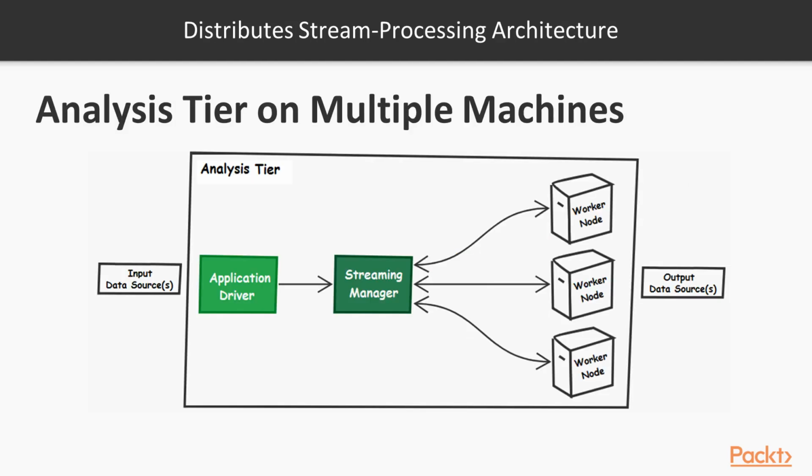Well, the solution is to take advantage of horizontal scaling and run the analysis tier on multiple machines in a distributed environment. Generally speaking, independent of the analysis tier technology, a distributed streaming processor involves 3 main components. First, we have the application driver. With some streaming processors, this will be the client code that defines the continuous query model and communicates with the streaming manager.